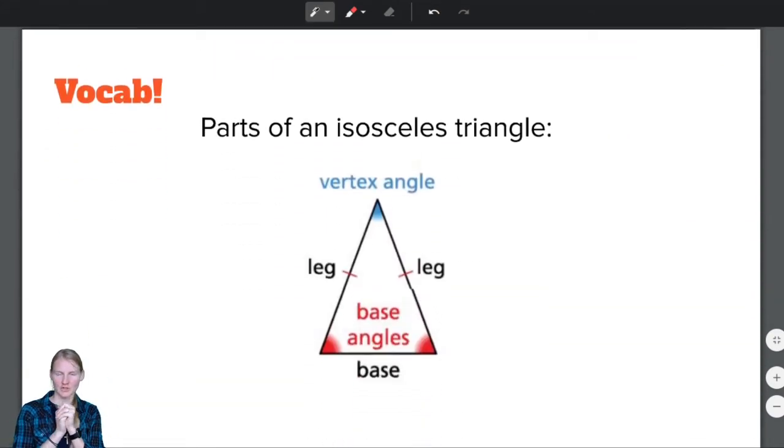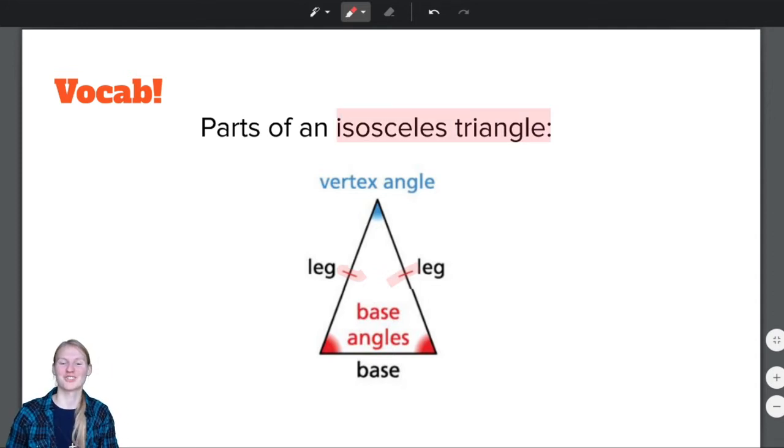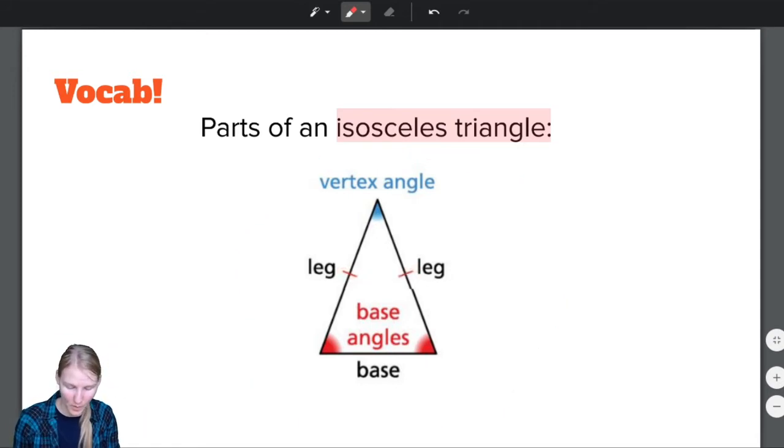Parts of an isosceles triangle. Remember, all isosceles triangles, we can put these tick marks here because isosceles triangles mean that at least 2 of the sides are congruent. So this leg and the other leg are congruent. Now please put this picture in your notes, label it isosceles triangle, because this is some important vocab for isosceles triangles.